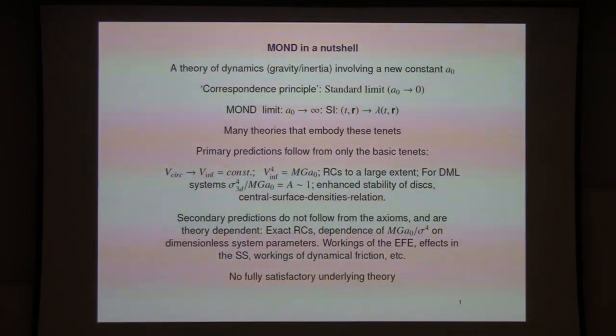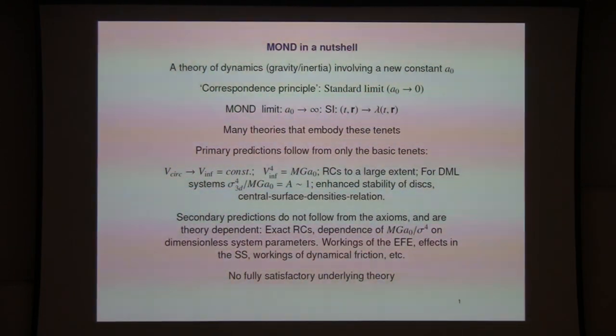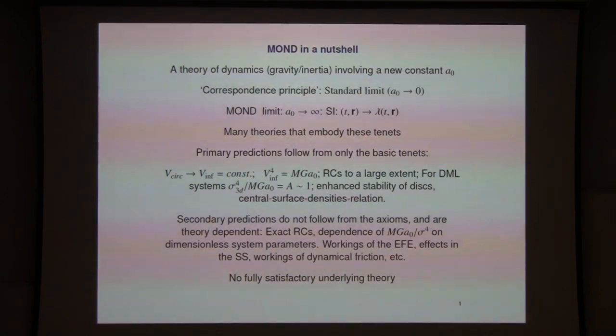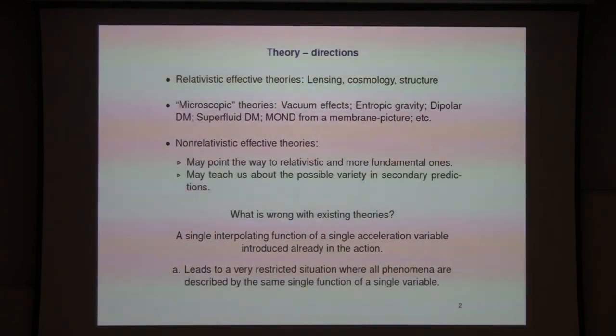One of the things that we want to demonstrate today is that MOND effects in the solar system can vary greatly from theory to theory, dynamical frictions and so on. So, in summary, at least to my mind, there isn't yet a fully satisfactory MOND theory, and this is something we are working on, or some of us are working on, trying to improve. So the general layout for theories is the following, or the general directions or avenues that have been taken.